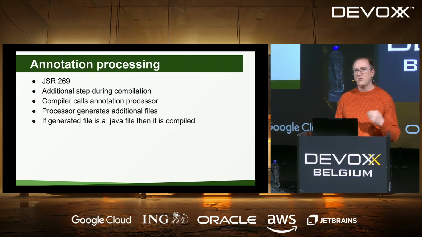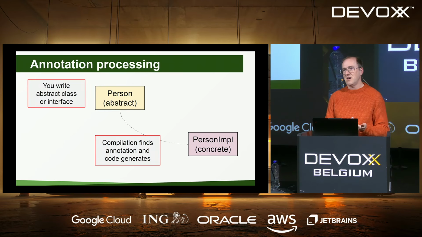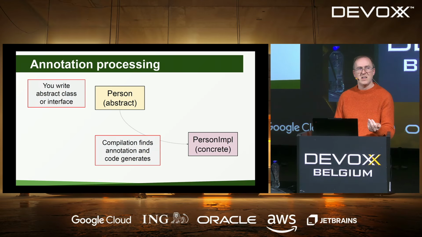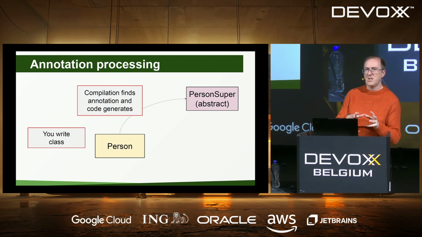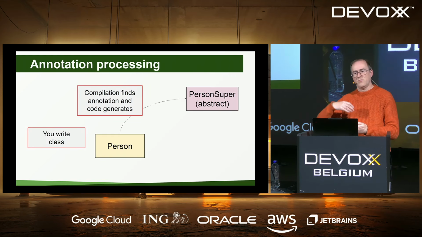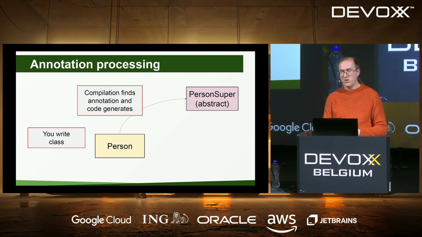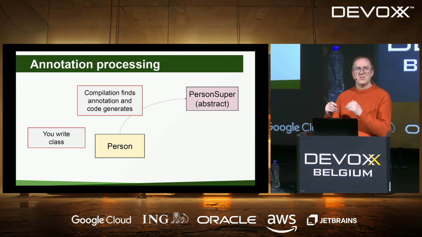So the compiler calls out to an annotation processor, the processor generates additional files, and then it compiles them. So it's all just part of the build. And it's all magic, it all seems great. So you write an abstract person class, and the annotation processor generates a concrete implementation class. Or you write a person class, and the annotation processor generates the superclass. Or it might do both. You can actually combine those 2 approaches. Key thing, though, is that it's generating another file, another class, or in fact, more than one class. It's not altering your class you wrote yourself.